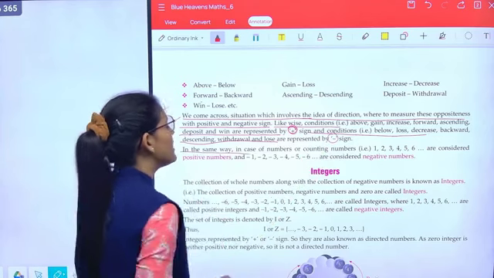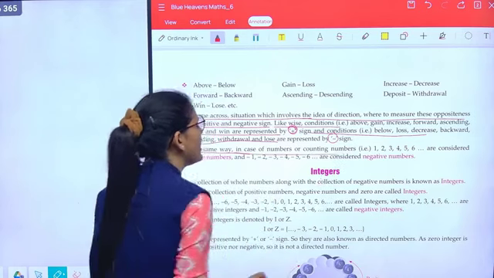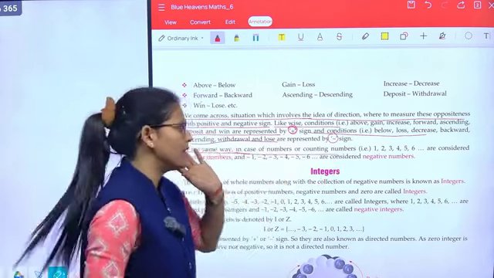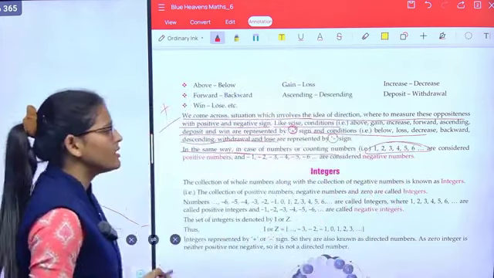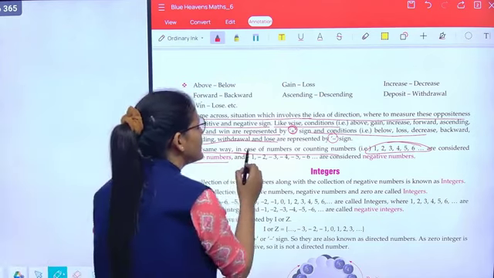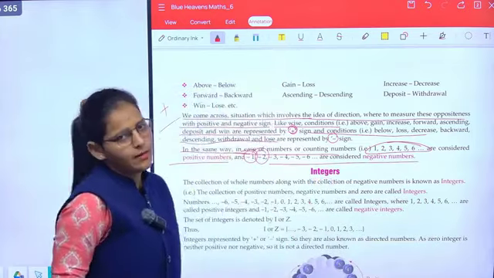Okay, in the same way, in case of numbers or counting numbers, plus, what are these? In the same way, in case of numbers and counting numbers, plus, which numbers are these? We call them positive numbers. 1, 2, 3, 4, 5, 6 and so on are considered positive numbers. And those which have a negative sign in front are considered our negative numbers.